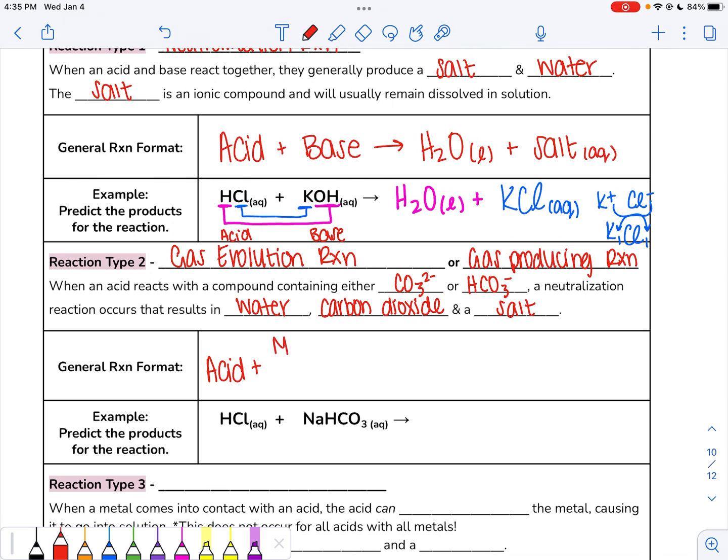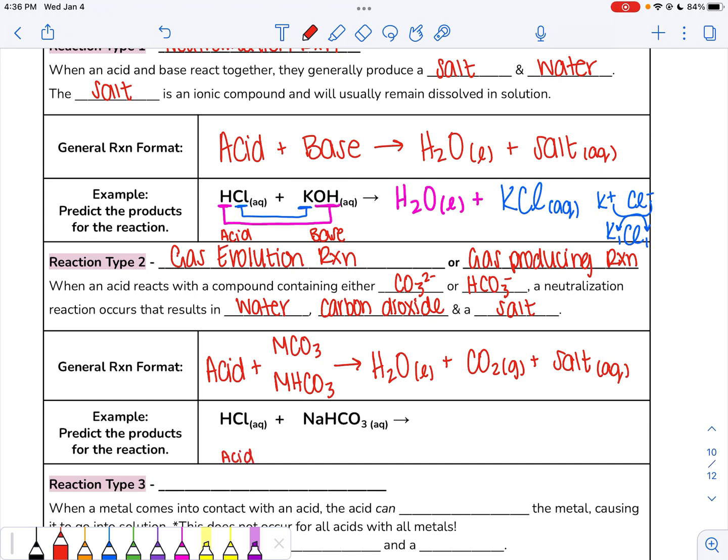Okay, so let's write out our general reaction format. You have an acid, and it reacts with either some ionic compound, we'll say metal, that contains the carbonate ion, or some ionic compound, metal, that is bonded to the bicarbonate ion. But both of these are going to result in the same products. You're going to have liquid water, you're going to have carbon dioxide gas, and you're going to have some salt.